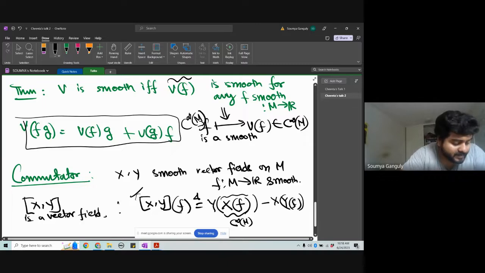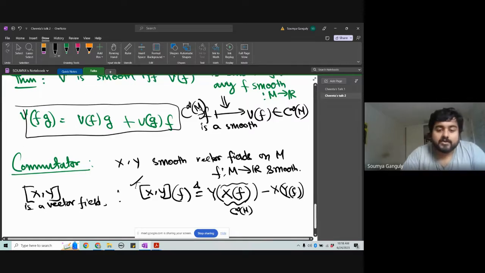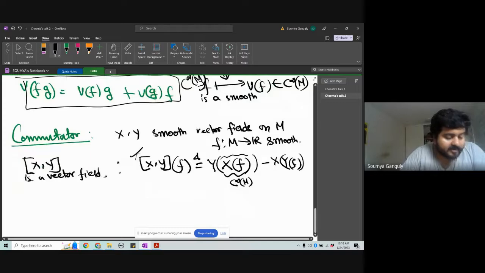Now, commutators will become relevant. You might be thinking, why am I defining all these abstract objects? Believe me, by next lecture or by today's lecture, they will become relevant. So now let's go to the next part, which is called the push forward of a vector field.